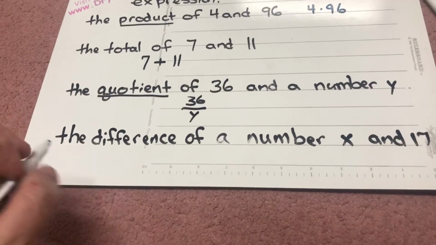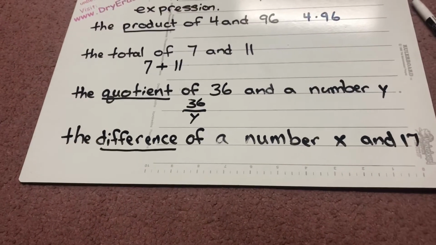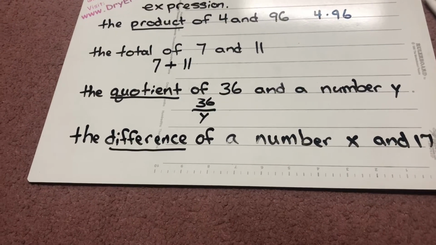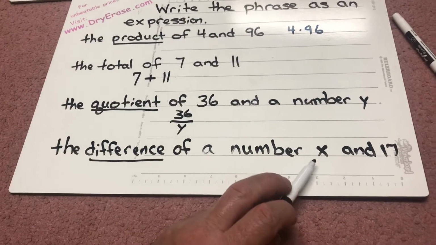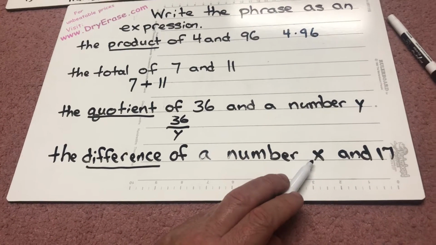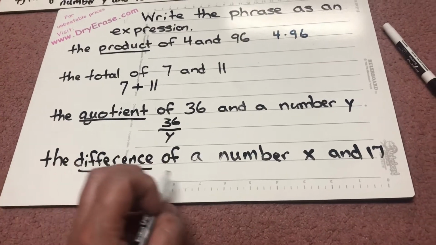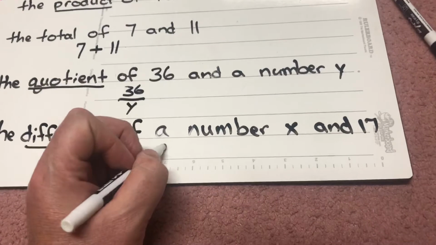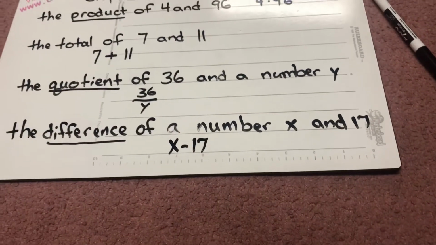The fourth one, the difference of a number x and 17. Well, once again, key word, difference. The difference is the answer to a subtraction problem. The difference of a number x and 17. Well, x is the first number that's listed in my word expression in this situation. So x has to be the first number in my subtraction problem. The difference of a number x and 17 is going to be written as x minus 17.